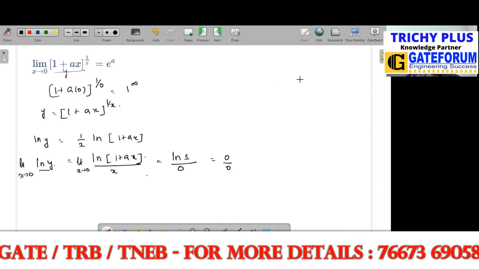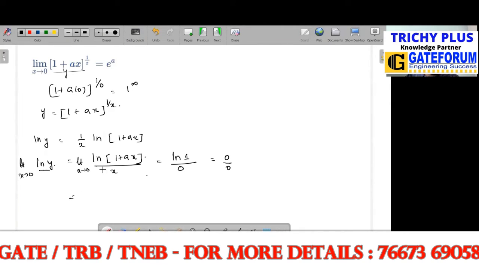So first we are going to find the limit for this ln y. Later we will convert it into y. That's the plan here. Now I am getting a 0 by 0 format, and it is in the form of f of x by g of x. So now I am eligible to use the L'Hospital rule.